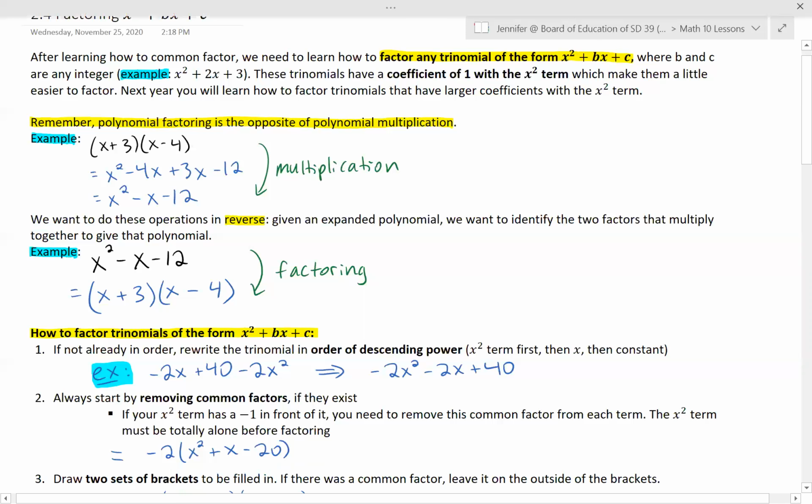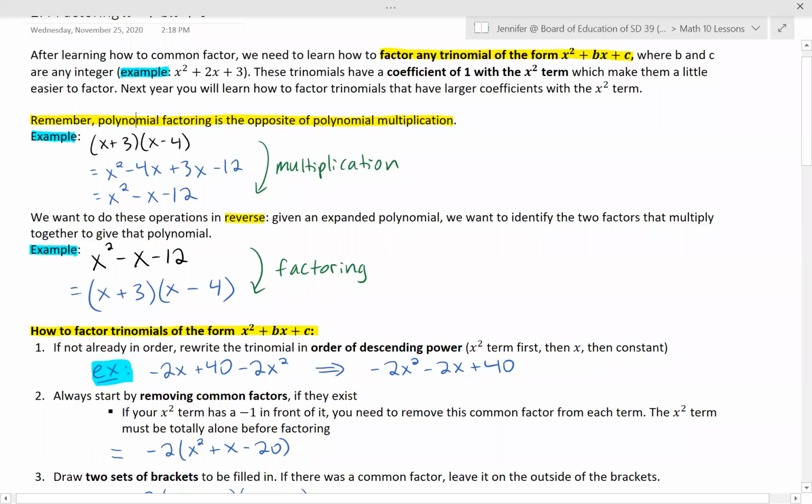I've listed out all the steps for factoring in detail with examples here. The first step, if they're not already in order, rewrite the trinomial in order of descending power. So put the x squared term first, then the x term, then the constant. So in this example here, we have our trinomial, but it's not in order, so I rewrote it with the descending order of power.